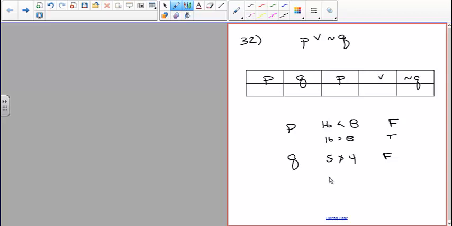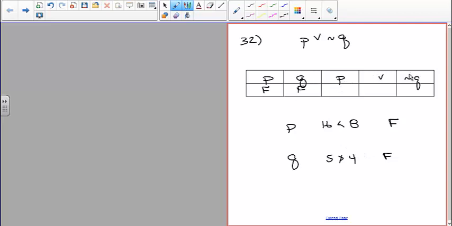Also, the opposite of this is if you said not greater than. So if you said 5 is greater than 4, then that would be a true statement. Okay, but the statements as given in the problem are false statements. So that's the truth values you put up here. So it's false, false.